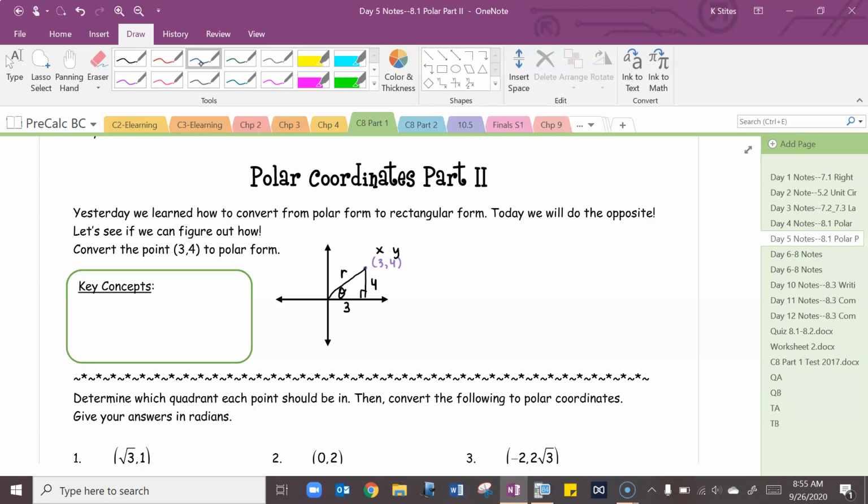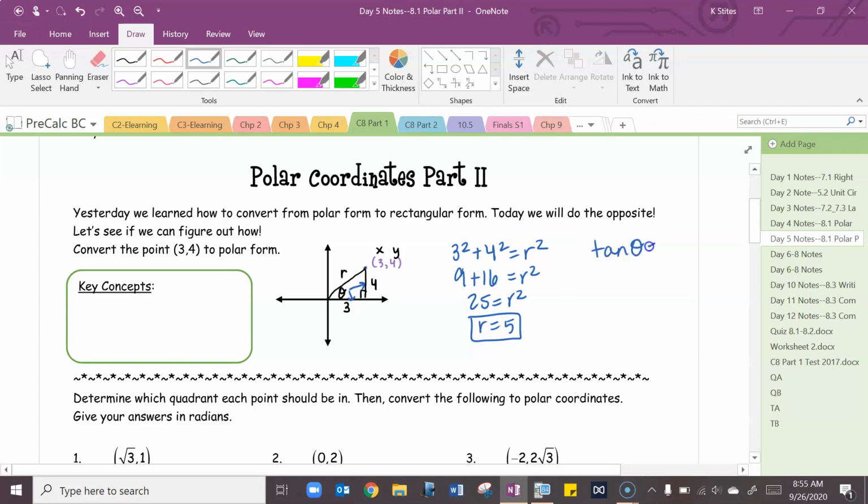r and theta is. Radius, we can just go ahead and do our good old pal Pythagorean Theorem. So 3 squared plus 4 squared equals r squared. And that'll be 9 plus 16. 25, and the radius is just 5. All right, and what we can use for theta is opposite over adjacent, or just tangent.